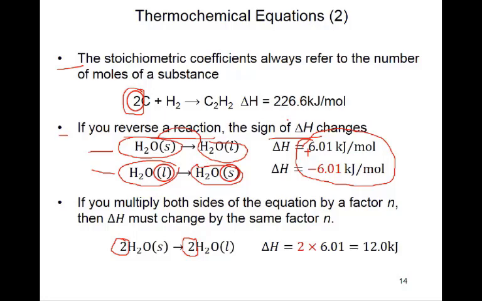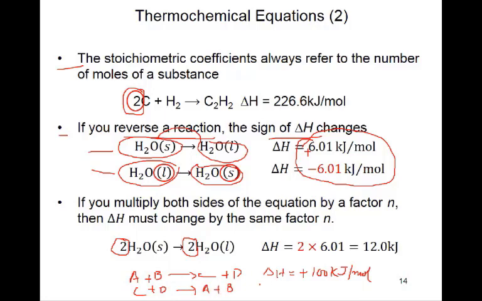let me write it for you again here to explain this. Suppose you say A plus B changes to C plus D. For example, we say delta H is equal to, I'm writing plus for you, you don't need to write plus, 100 kilojoule per mole. Now we reverse this reaction, C plus D changes to A plus B.